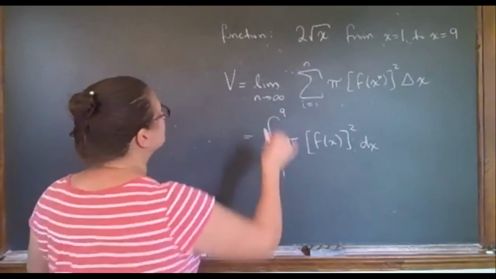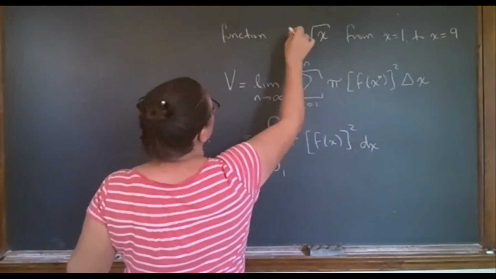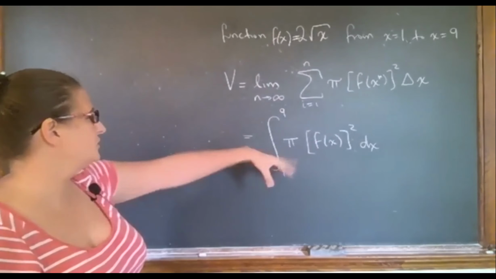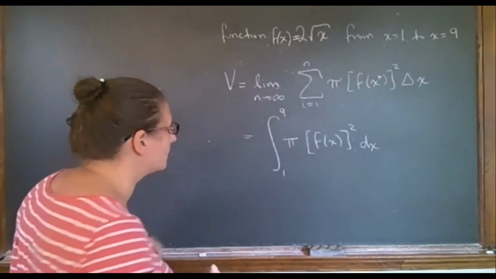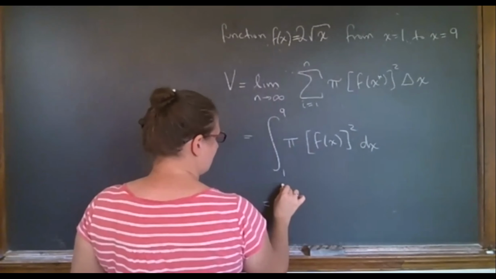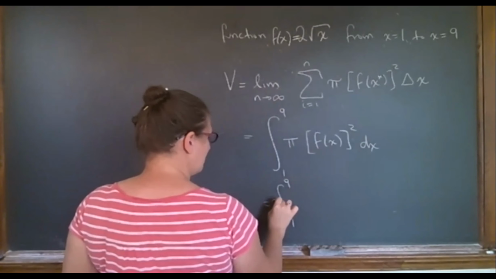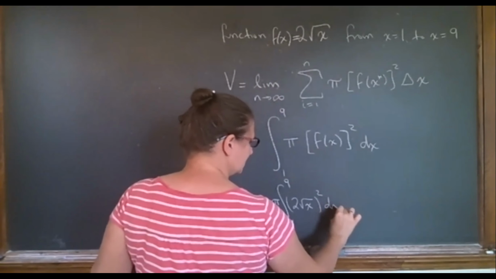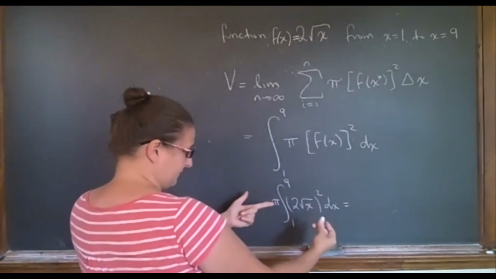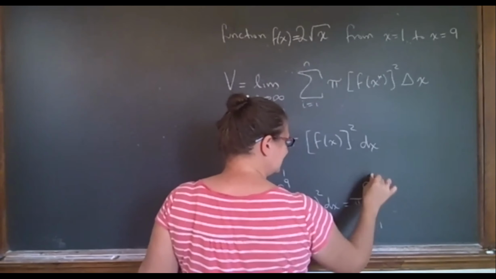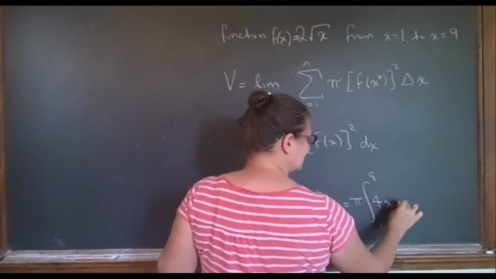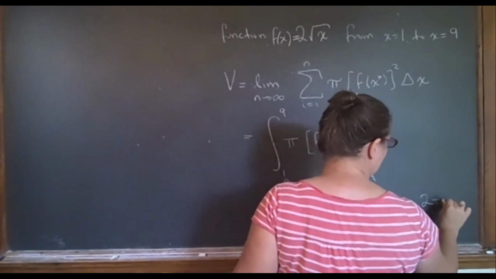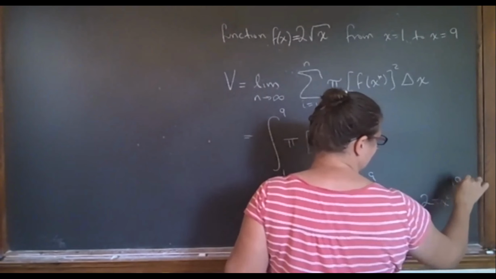So all I have to do, this is my function f of x in the picture. All I have to do is shove that in there and do it. It's not a hard integral, right? Because I've got 1 to 9, I can pull out the pi. I've got 2 root x squared dx. So this is going to be 4, right? Pi 1 to 9 of 4x dx. So I end up with 2 pi x squared from 1 to 9.